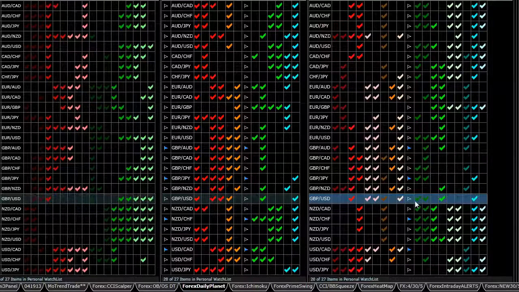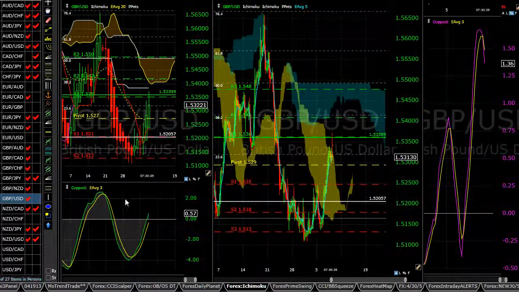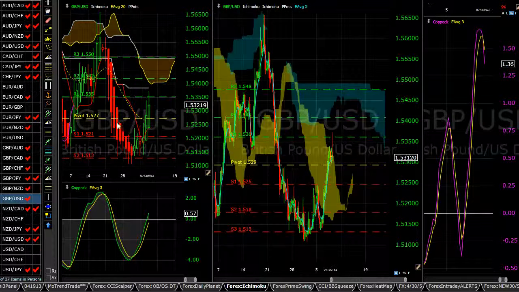Then we move over into the intraday charts, and of course at 7 a.m. this morning we had some reports out. So I'm going to go ahead and drill down to those two pairs. First up, the British Pound versus the U.S. dollar, and got rid of some old drawings there.